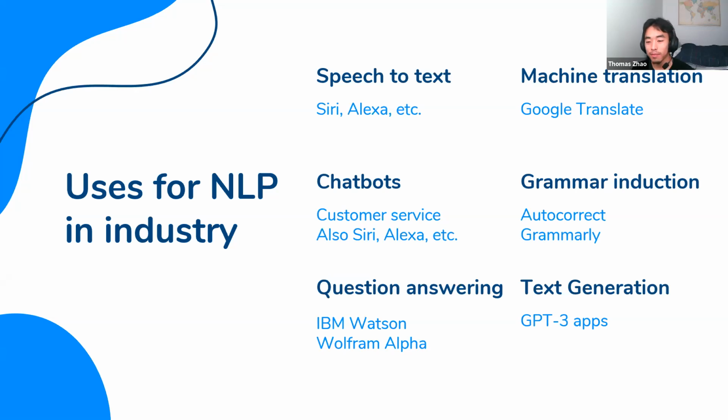And finally, there's some really cutting edge stuff like question answering. IBM Watson, for example, won Jeopardy, I think, several years ago. And if any of you have used Wolfram Alpha, you can ask it all sorts of questions and it'll try and answer it. And finally, there's text generation, which is also a bit of a new one.